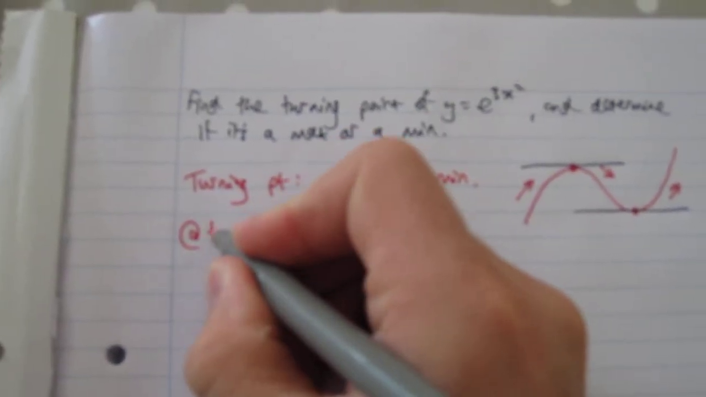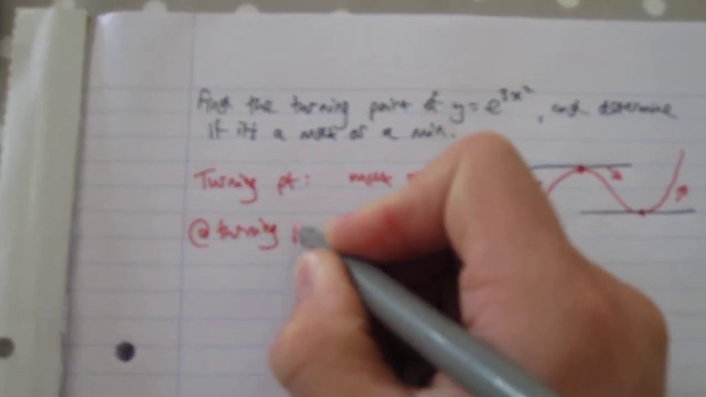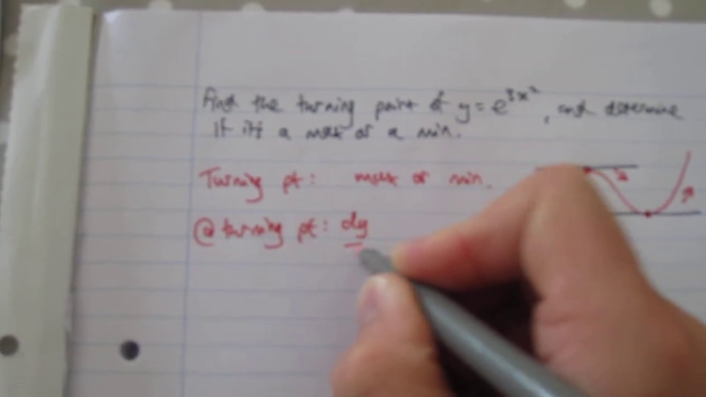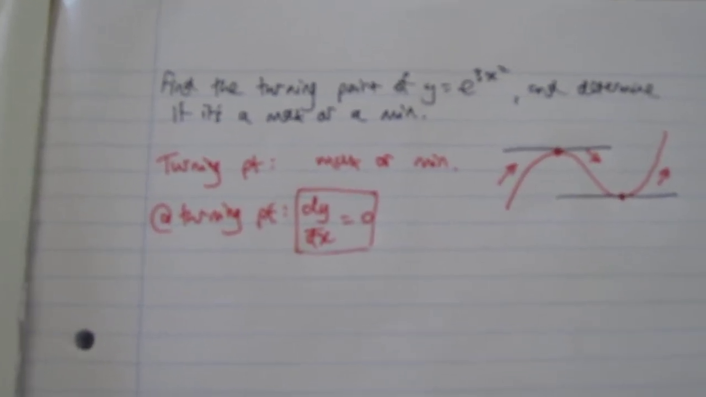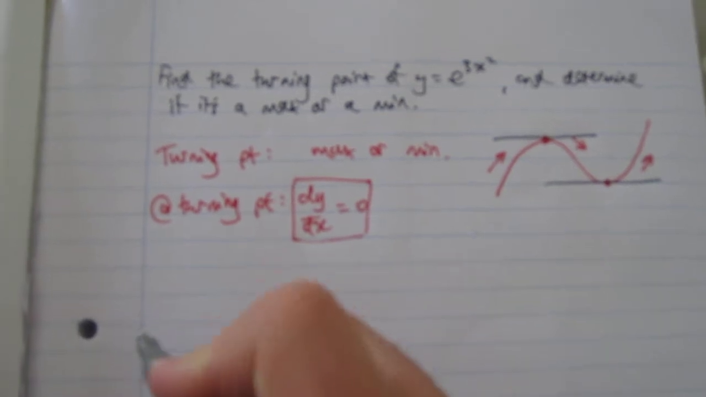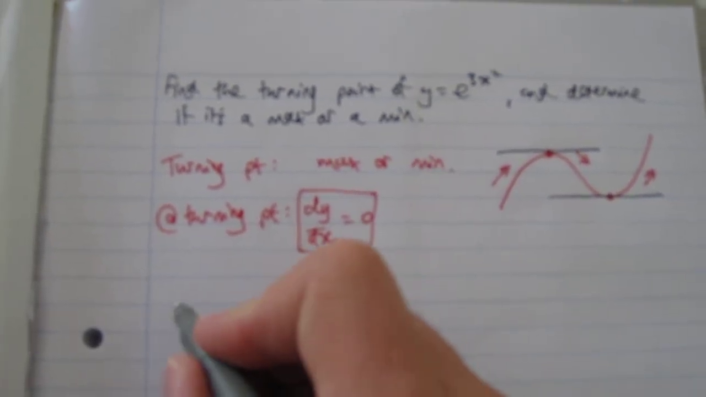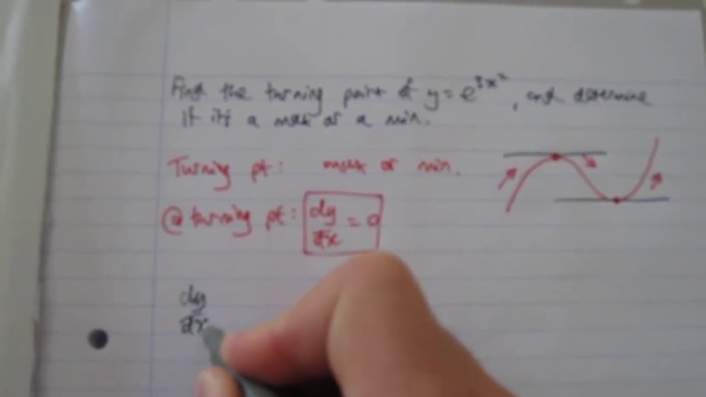So at the turning point dy dx equals 0. If you want to find the maximum point or minimum point, you find dy dx and then you put it equal to 0. So here we're going to use the chain rule, so dy dx equals.